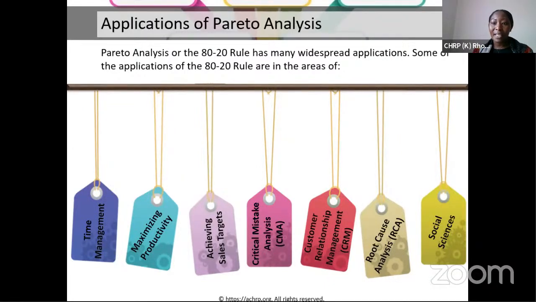Then we are applying it in root cause analysis and also in social science. We can say 80% of the wealth in this country, actually, is just in the pockets of 20% of the population. Do you agree with it from the social perspective? Or 80% of the land in this country is just owned by 20% of the families of the whole population in the country.